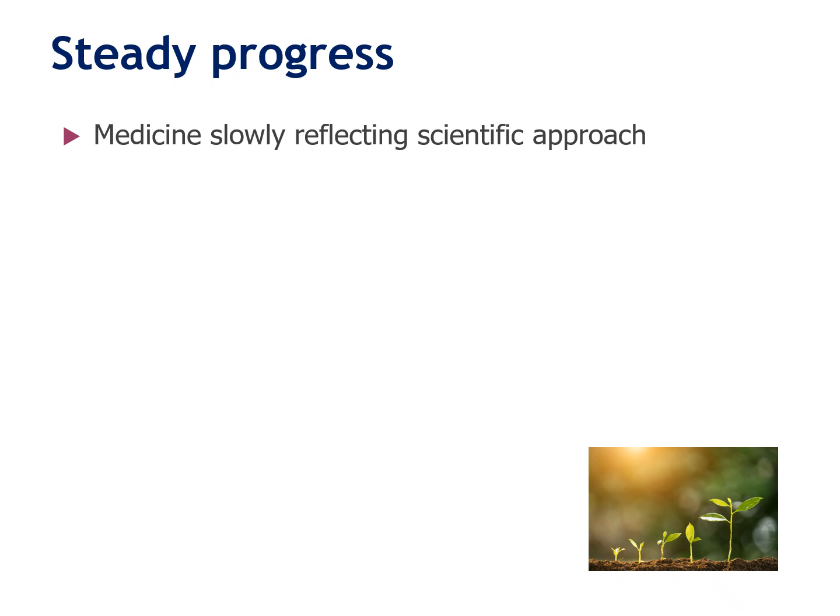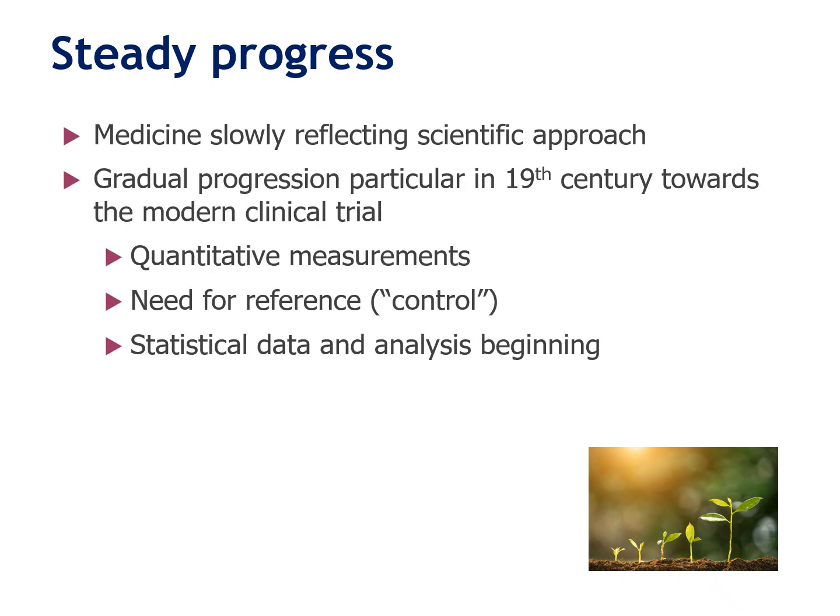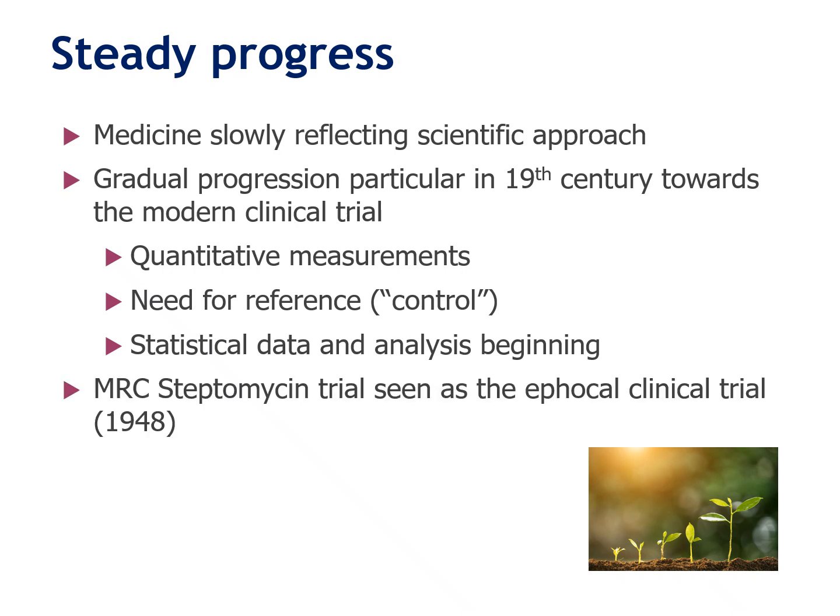We have medicine solely reflecting the scientific approach, which had spread out from a very narrow scientific experimental basis. And we have a gradual progression, particularly in the 19th century, towards a modern clinical trial where we see the use of quantitative measurements becoming more common in the medical area, the need for a reference or control becoming observed and noted, and the use of statistical data to summarize, and even the beginnings of some sort of probabilistic analysis.